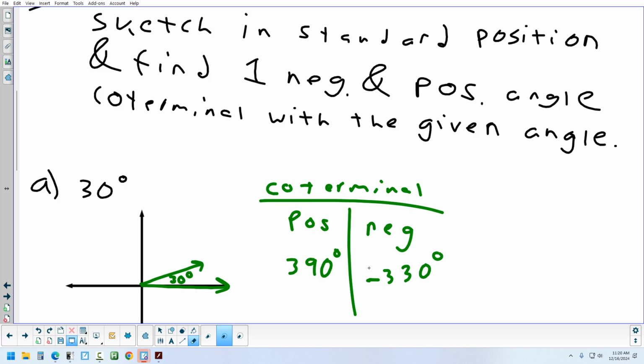Any questions on that? Are those the only positive and negative coterminal ones? No, they're the first two though.